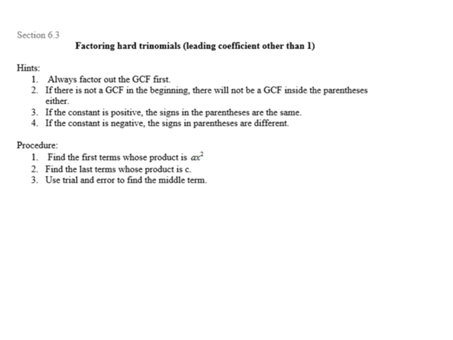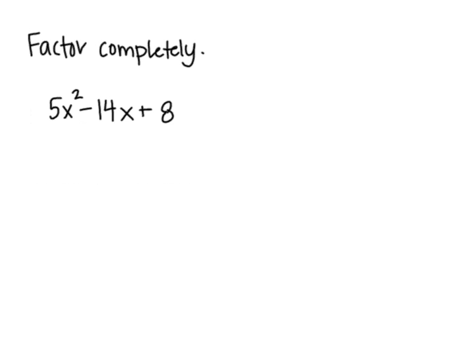If the constant term is positive, just like from the last section, the signs in the parentheses are the same. If the constant term is negative, the signs in parentheses are different. Then you have a little procedure there. So let's just jump straight into it and factor completely.